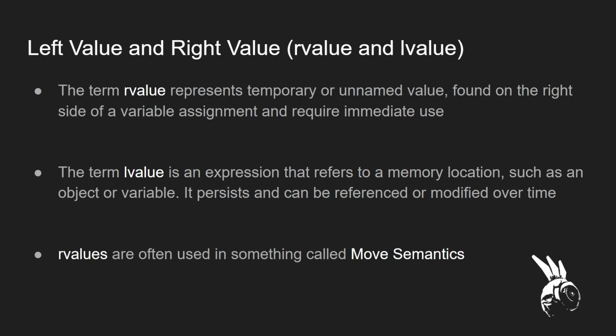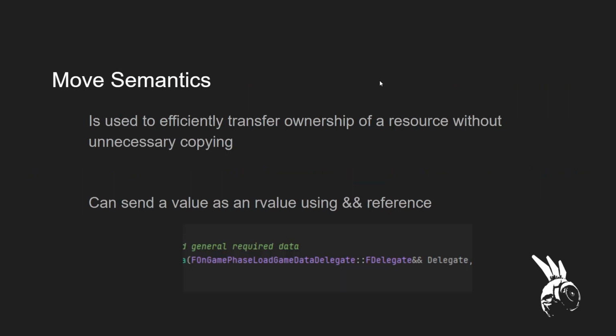Where R values come in is they're often used with something called move semantics, and move semantics is used to efficiently transfer ownership of a resource without copying it. It's only temporary, so you have to do this straight away, but you can change who has ownership of that value. We're going to use move semantics to allow us to execute a delegate for a single observer, or combine that observer into the main broadcast.